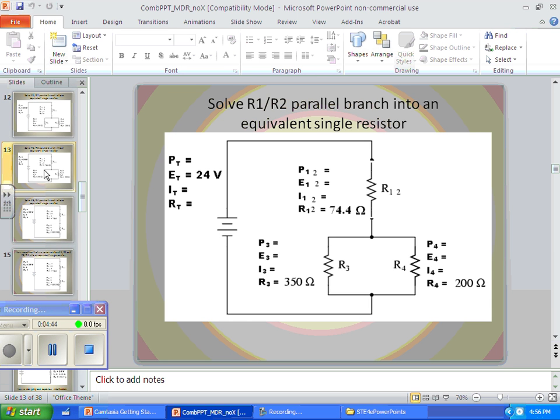Now let's look at 350 and 200 in parallel. Hit clear twice now. Let's look at 350 and 200. So we're going to put in our calculator. Once we have it cleared, we're going to put in 350, x to the minus 1, plus 200, x to the minus 1, is equal to, x to the minus 1 is equal to, and what do we get?